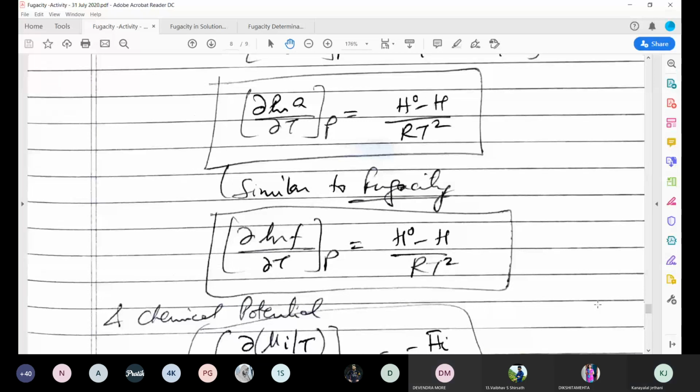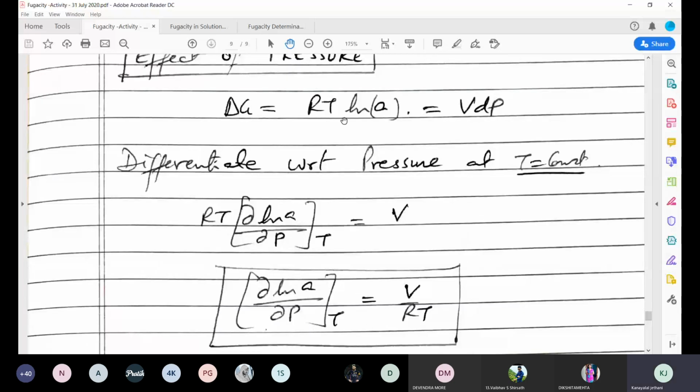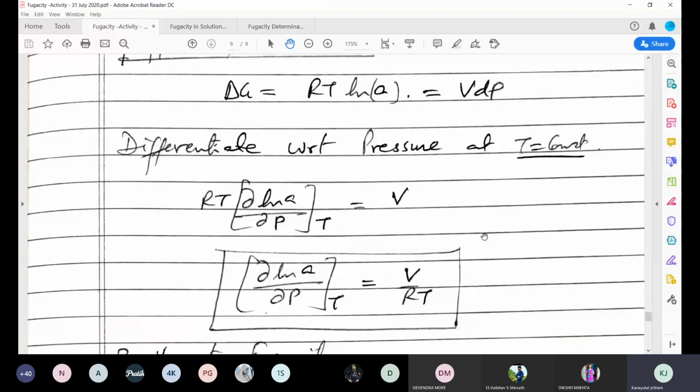No, sir. Okay, so next let us see effect of pressure. Delta is equal to RT ln A is equal to VdP है. So differentiate with respect to pressure at constant temperature. What you get is RT double ln A by double P at constant temperature is equal to, यहाँ पर ये इधर आ गया नीचे, and what you get is only V on the right hand side. And if you take RT here, what you get is double ln A by double P at constant temperature is equal to V by RT.